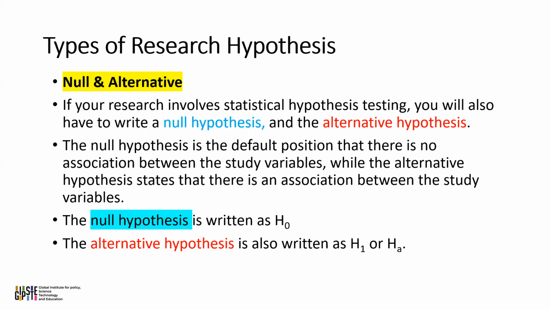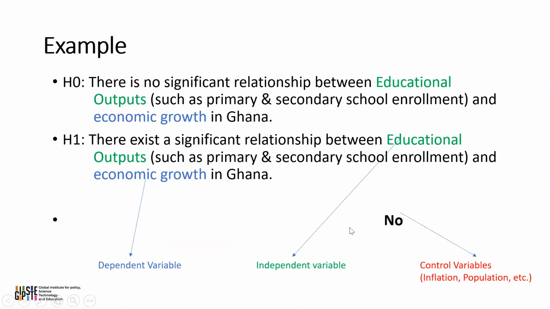So the null hypothesis is written as H0. The alternate hypothesis could either be H1 or HA, depending on the textbook that you are using. Let's take a typical example of how to state hypothesis in your research project or in your statistical analysis. Let's take, for example, the second example, that is the education and economic growth.